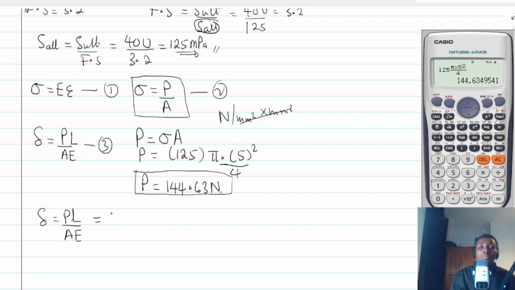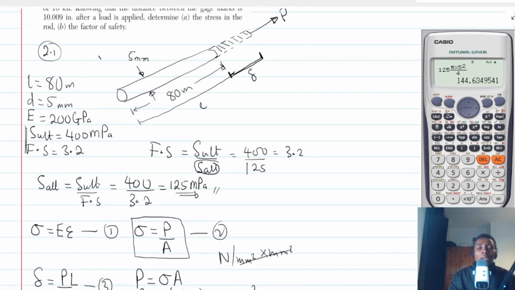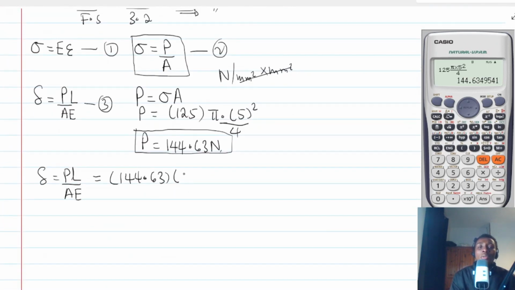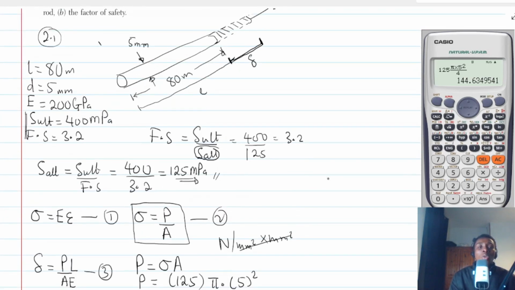So it's going to be 144.63 multiplied by the length, which is 80 meters. We are going to convert it: 80 meters into millimeters will be 80,000 millimeters. The area is going to be pi multiplied by 5 squared, and we can even multiply the 4 here. And then the Young's modulus is 200 gigapascal.